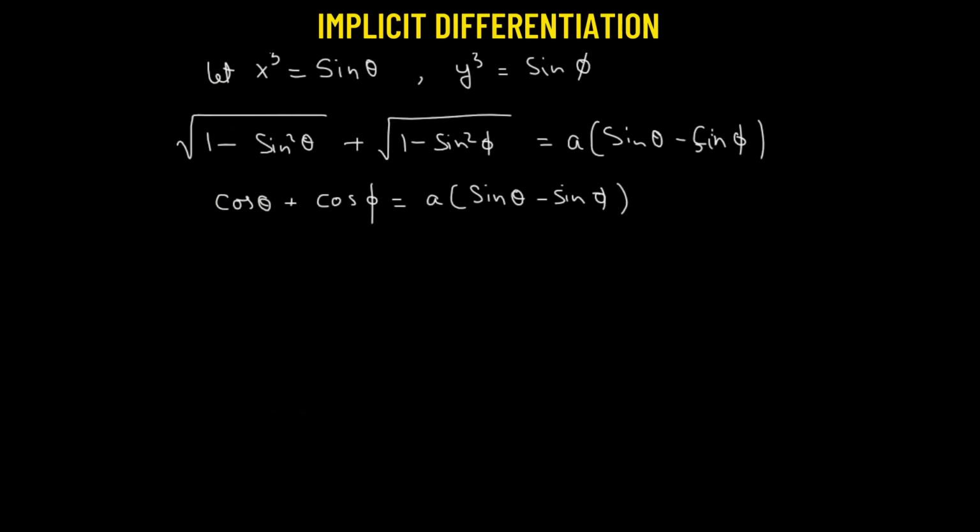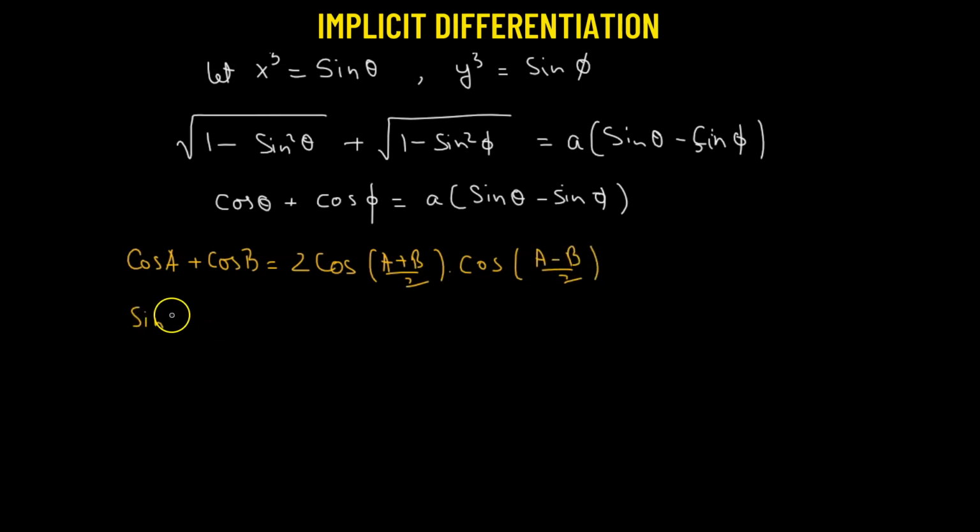So we are going to use the identities of trigonometry here. That means if we have cosine of A added to cosine of B, that's given by 2 times cosine of (A plus B) over 2 multiplied by cosine of (A minus B) divided by 2. And if we have sine of A minus sine of B, that's given by 2 times cosine of (A plus B) divided by 2 multiplied by sine of (A minus B) divided by 2. So let's use these two trigonometric identities.